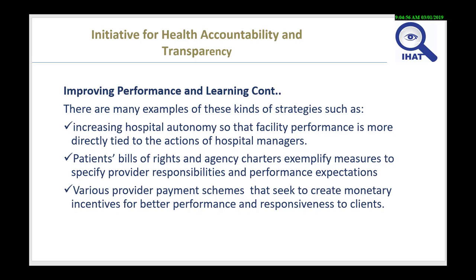Improving performance and learning also includes increasing hospital autonomy so that facility performance is more directly tied to actions of hospital managers. Patient Bill of Rights and agency charters are examples of measures to specify provider responsibilities and performance expectations. Various provider payment schemes that seek to create monetary incentives for better performance and responsiveness to clients are under this category.